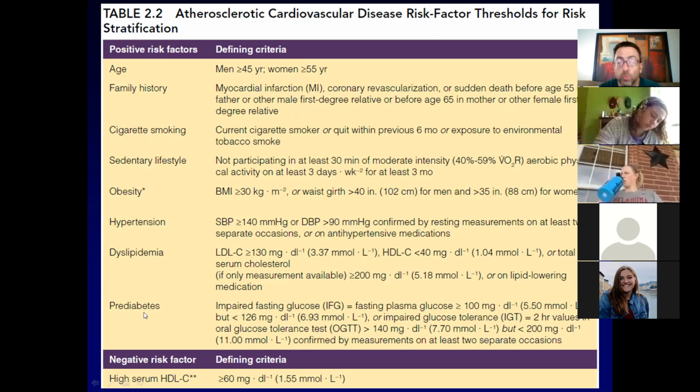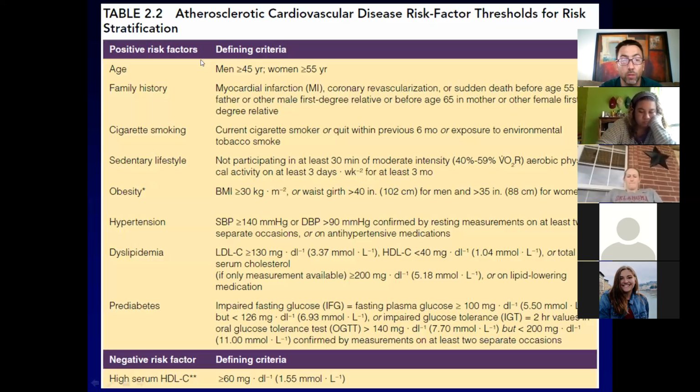So when we look at age, if you are a man who is asymptomatic, so you have no signs or symptoms, you have no diagnosed disease, but you are 45 years old or older, you are going to be considered a moderate risk. Similarly, if you are an asymptomatic woman who has no known diseases, who is 55 or older, then you're going to be considered a moderate risk. That's the cut point for moderate risk.